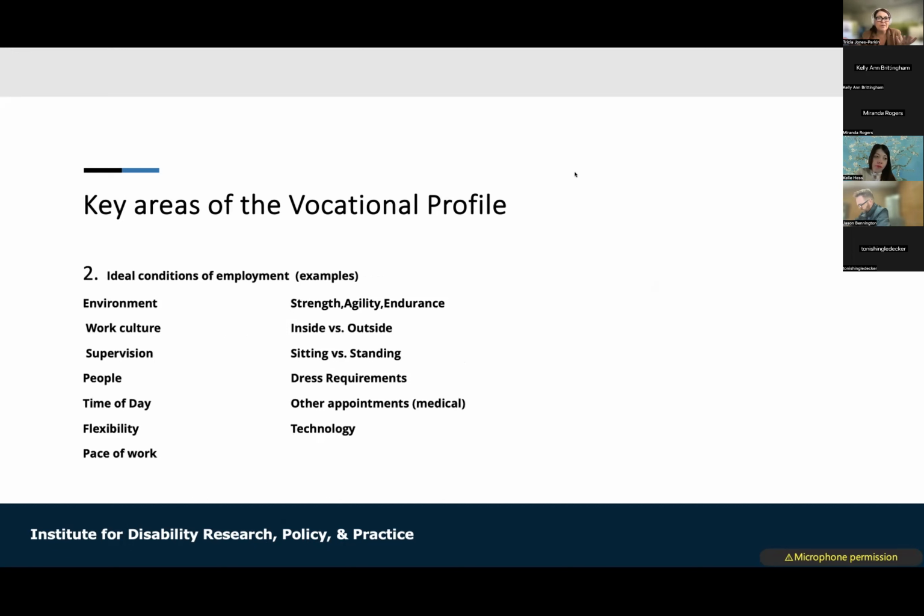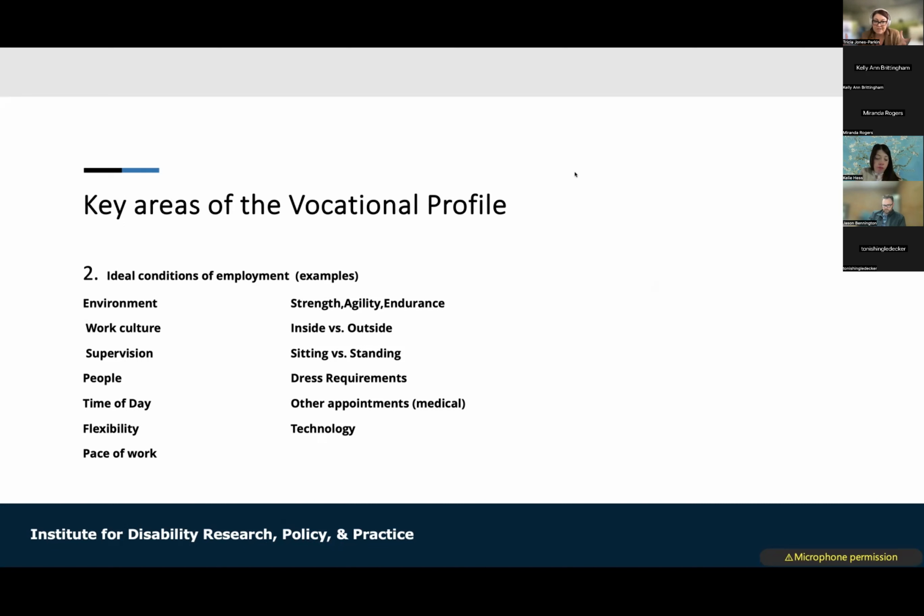So these are some examples of what the ideal conditions of employment might be, right? We're looking to really understand where this person is going to be at their best. So the environment that makes sense, that work culture. I think everybody kind of knows what that means: is there a lot of joking going around? Is everybody very serious? Do people kind of keep to themselves? Is it really casual on Friday? Is there music playing in the background?